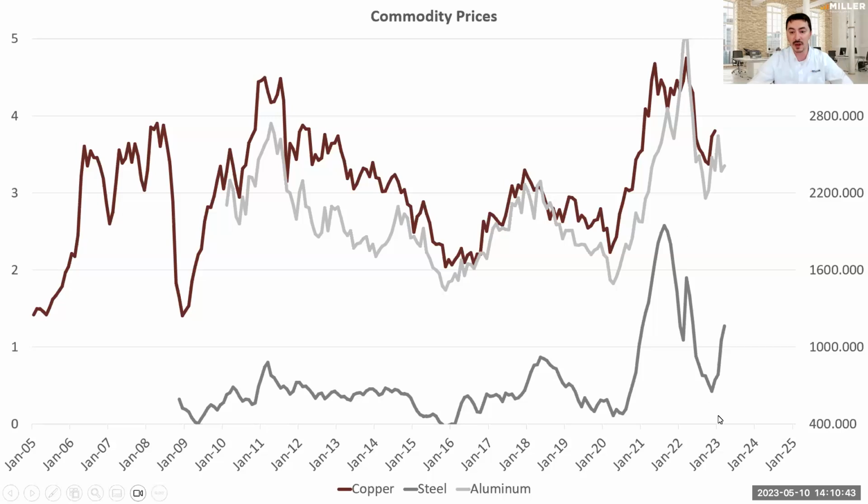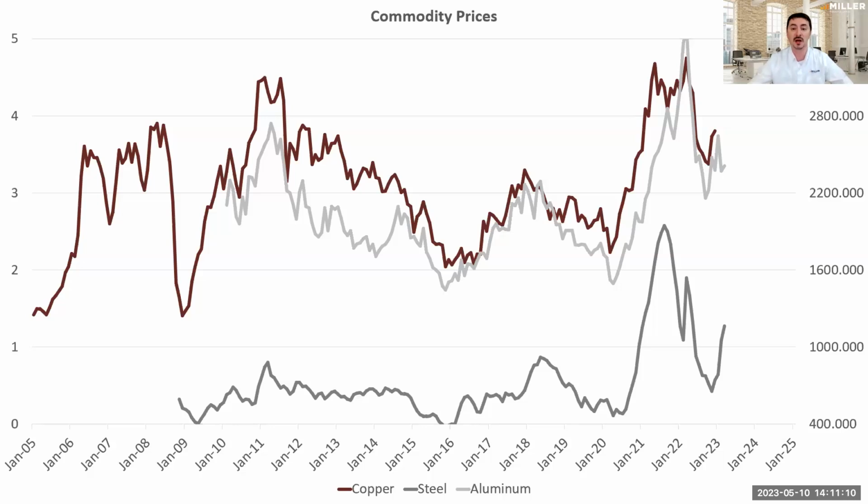And if you look towards the right-hand side of the chart, you'll see that after a period of decline over the course of 2022, we're starting to see some mild ascent in all three commodity prices. Now, you can see aluminum and steel there on this axis, it's per metric ton. Copper is on this axis, it's price per pound, basically. So in the short term, at least, what we're seeing is some mild ascent in these metal prices.